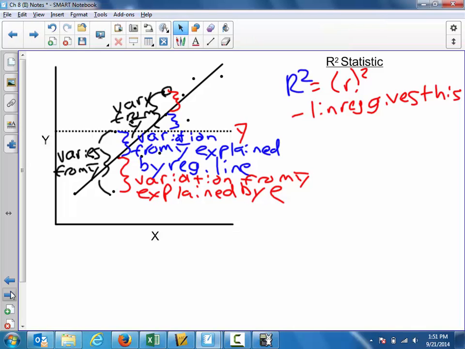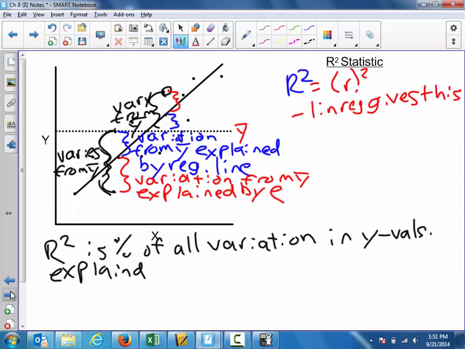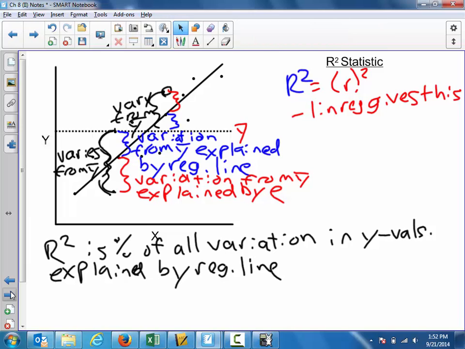And r squared, let me color code this a little bit better. If you added up all of those blue distances for all of these points and divided through by the difference between y bar and the actual y value, that would be r squared. It's the percent of the variation for all the y values that you see in your scatter plot that is explained by your regression line. That's worth writing out. So r squared is percent of all variation in y values explained by the regression line. Okay.